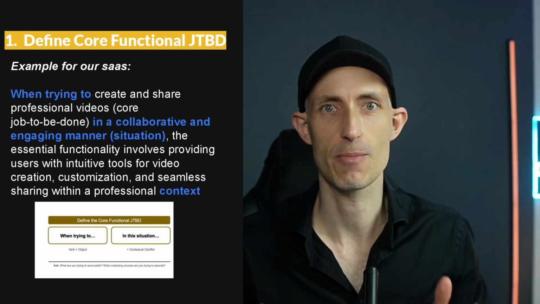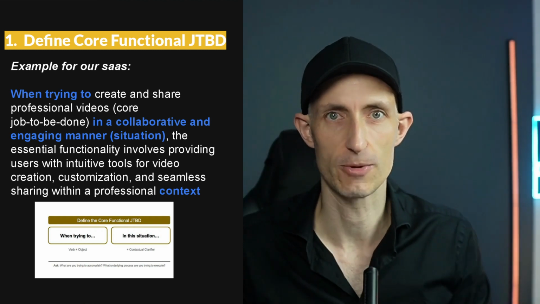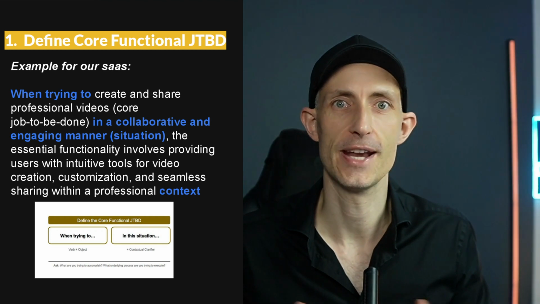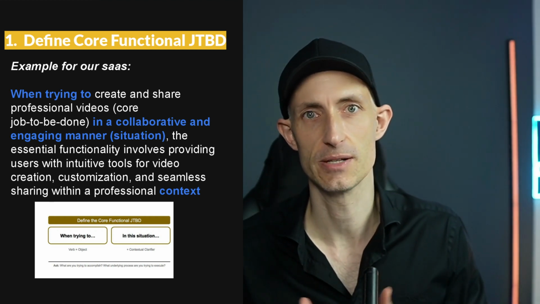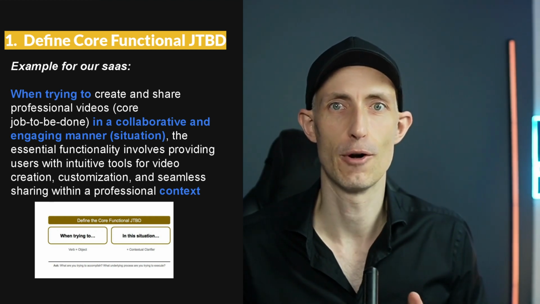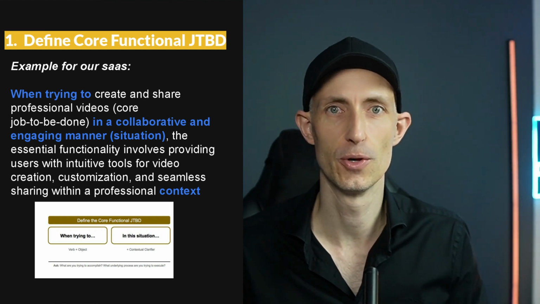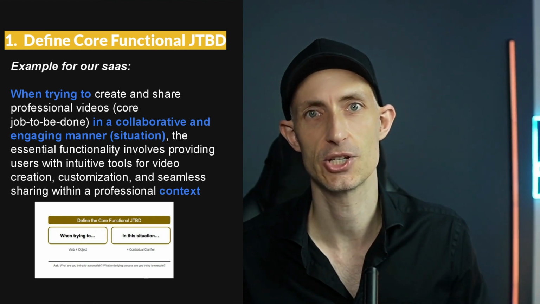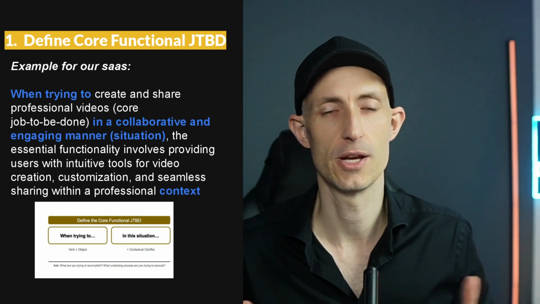We will first define the core functionality of our app. And of course, this should be done in a customer survey. In our case, the core functional job sounds like this. When trying to create and share professional videos, so the core job to be done, in a collaborative and engaging manner, that's the situation, the essential functionality involves providing users with intuitive tools for video creation, customization, and seamless sharing within a professional context.